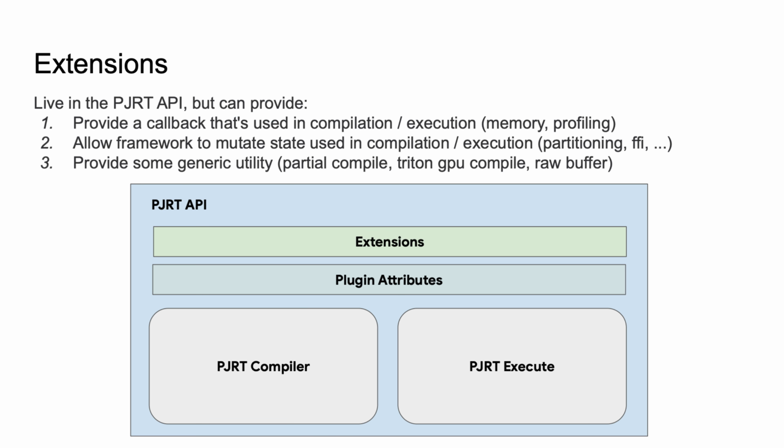We have essentially 3 different types of extensions that exist. The first is an extension that provides a callback that's then used in compilation or execution.